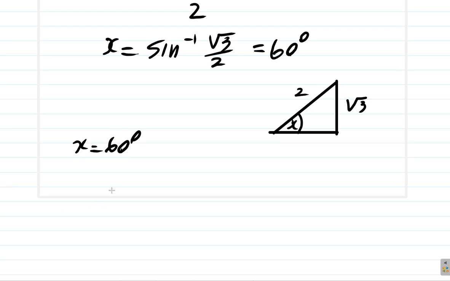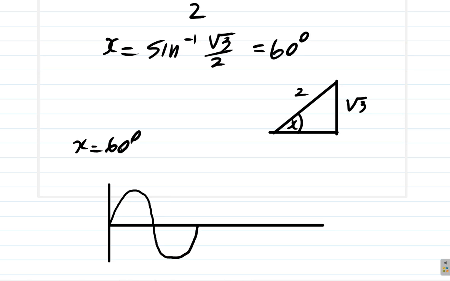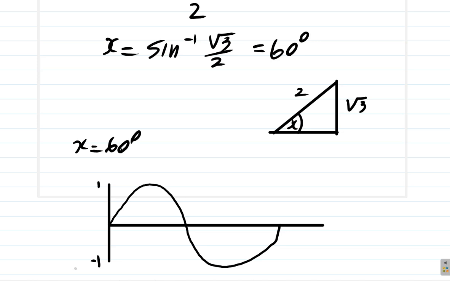You remember what the sine curve looks like, because remember we're supposed to find the value of x between 0 and 360. So if we draw the sine curve, let's draw it longer. This is the sine curve. It goes up to 1 and down to negative 1.